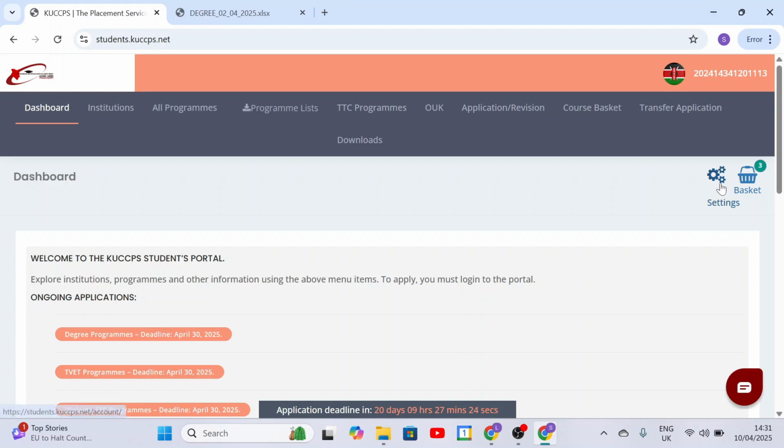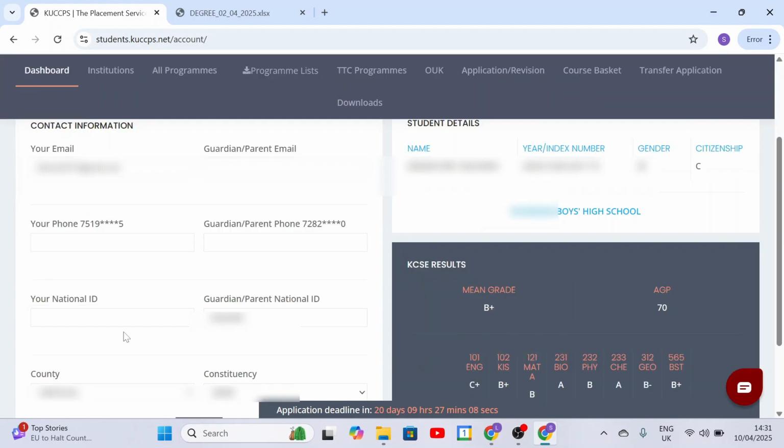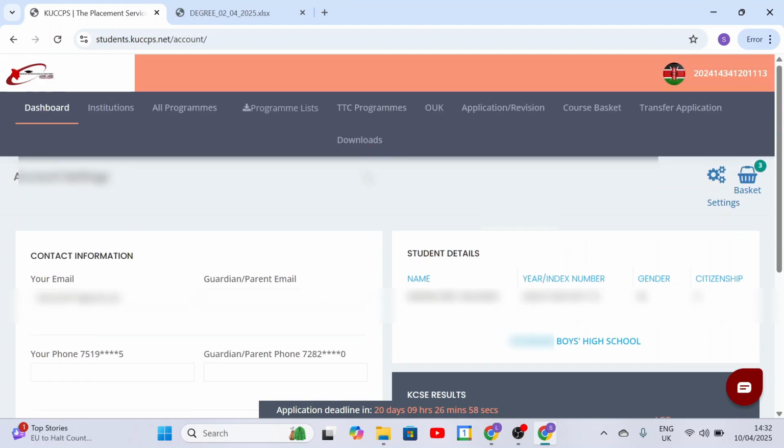The settings tab, very important to note here. The settings tab is where you will indicate your email, the guardians, the phone number, the parents' phone number. And this is very important, because if you miss these particular details here, then it means that you'll not be able to get the updates once they send those particular updates to you.